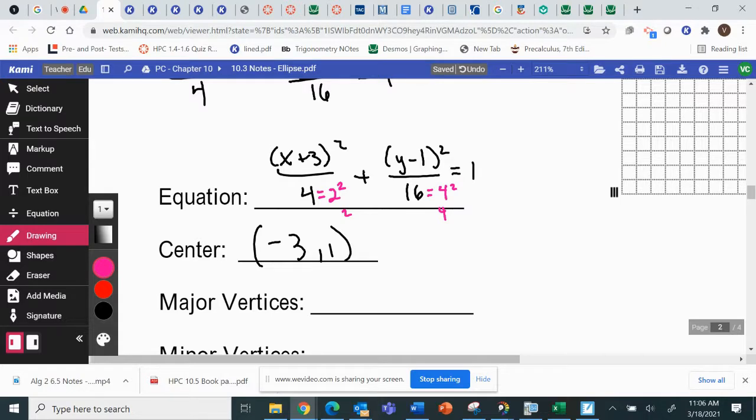Which one is the a squared? It's the bigger one. So what's a? No, that's a squared. What's a? 4. Okay, so then b is 2. But again, it doesn't really matter because once you graph them, you can tell which one's the major.